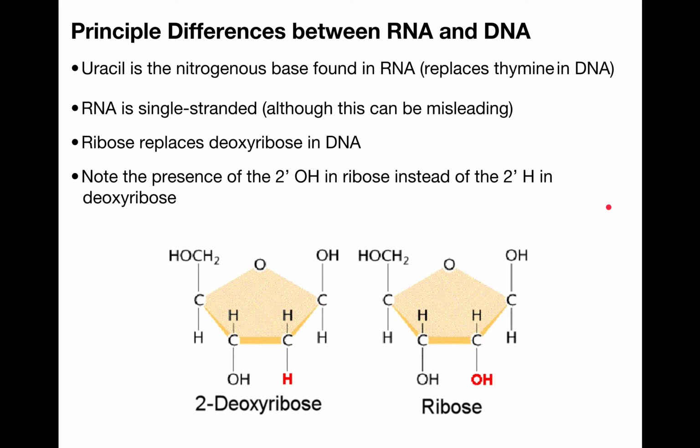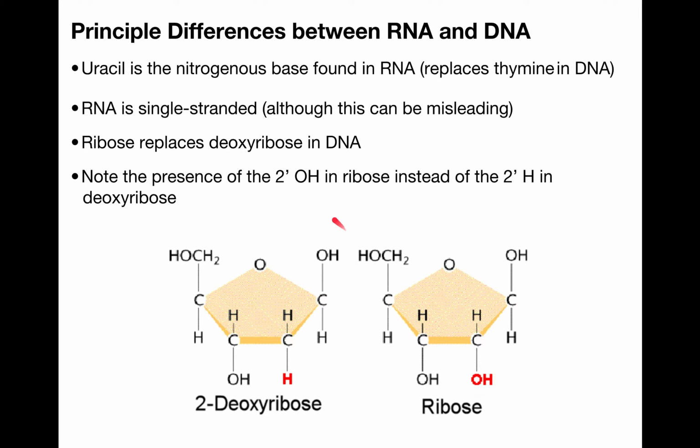I did want to quickly highlight some of the other differences between RNA and DNA. We'll be talking more about RNA later on in the semester. I have already mentioned that uracil is going to replace thymine as the nitrogenous base in RNA. I've also mentioned that RNA is a single-stranded molecule and that the sugar ribose replaces deoxyribose found in DNA.